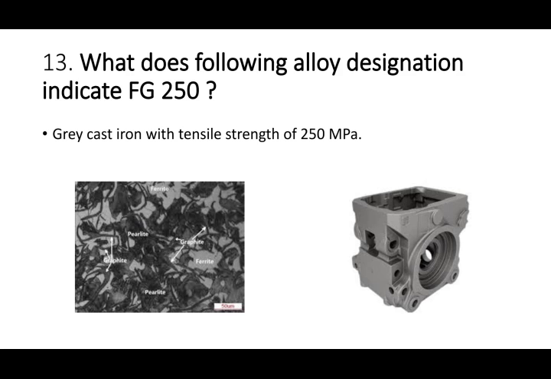Next question, what does the following alloy designation indicate? FG 250. What is the meaning of FG 250? It is nothing but a grey cast iron with tensile strength 250 megapascal. Here you can see in the first diagram the microstructure of grey cast iron. It mainly consists of graphite, and this is the application of grey cast iron. It is nothing but an engine block.